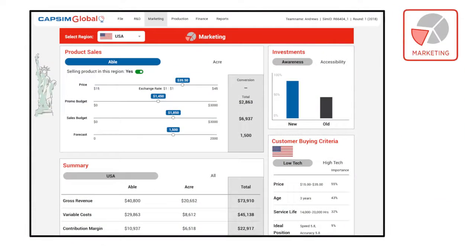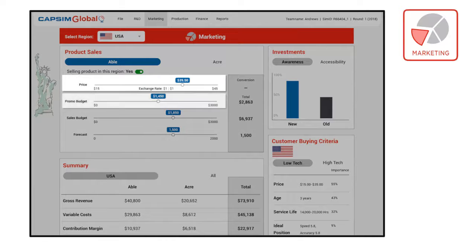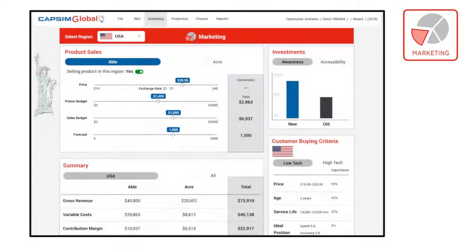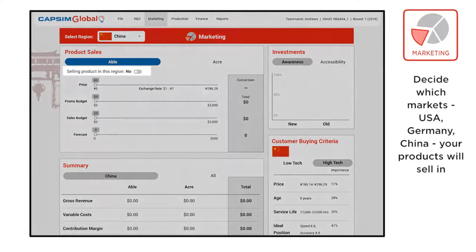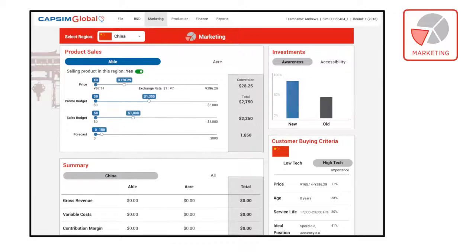In marketing, you are responsible for selling your products to the market. You can set the price, promotional budget, and sales forecast for each product by moving the sliders to your desired value. You can also decide which markets your product will sell in. If you intend to sell a product in a specific country, you'll need to ensure that you've selected this option, and then set your price, budgets, and forecast.